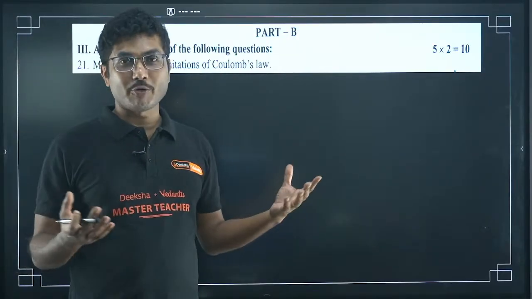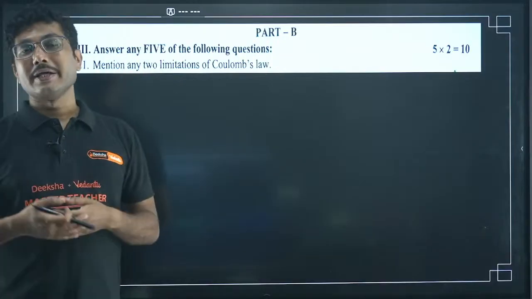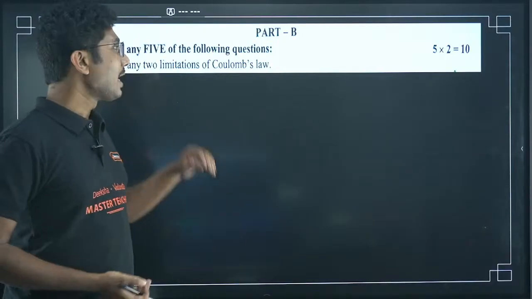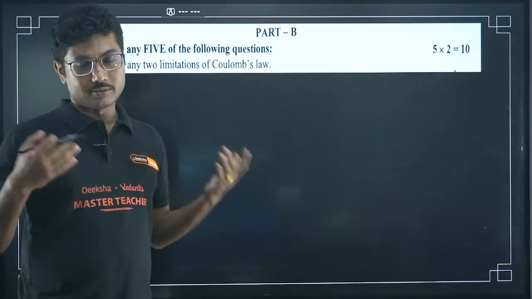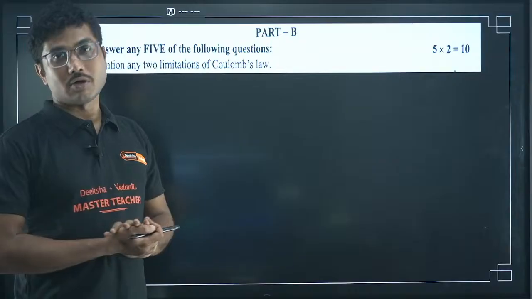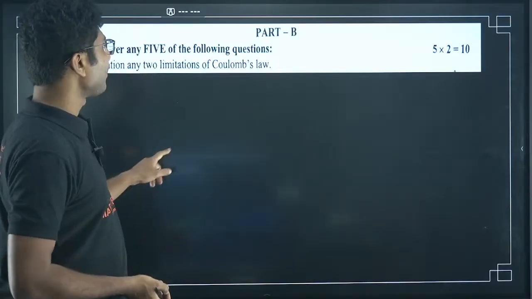the charge is not a point charge, and it is also not valid if the charge is moving. These 2 cases are very common, okay: for moving charges, and for not point-size, large, extended objects, Coulomb's law is not valid. So these are the 2 limitations of Coulomb's law.